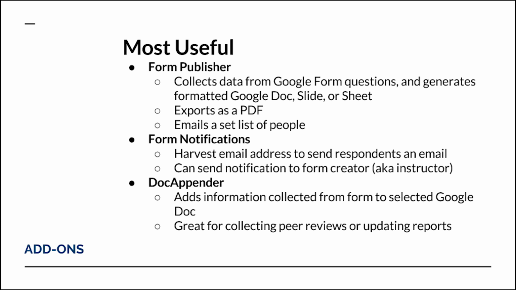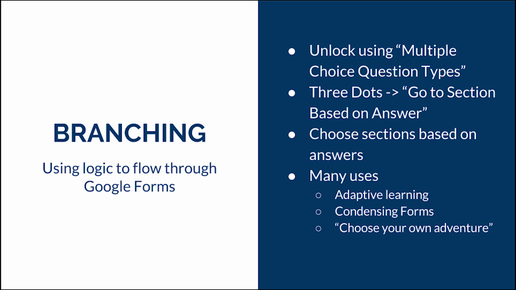Here's some of the add-ons for forms I find most useful right now. Form Publisher collects data from Google Form questions and generates a formatted Google Doc, slide, or sheet, exports that as a PDF, and emails it to a set list of people. Form notifications will harvest email addresses to send respondents to a form an email and can send a notification to the form creator as well. Doc Appender adds information collected from the form to a selected Google Doc. That's great for collecting peer reviews or updating reports. Branching is hugely powerful and definitely underutilized.